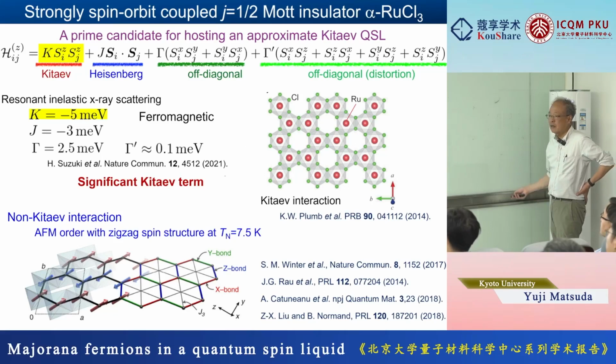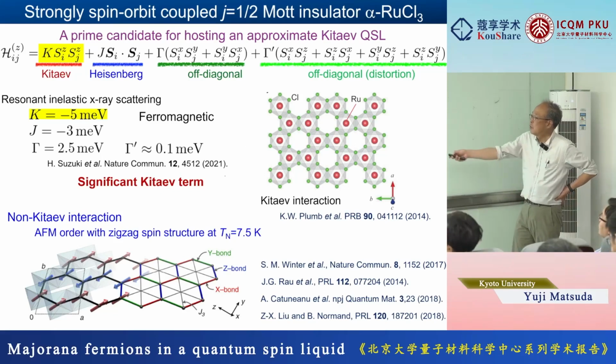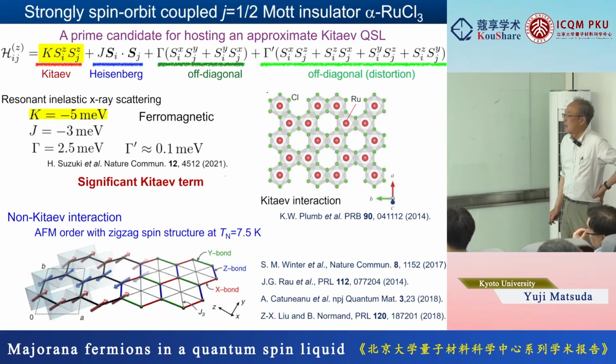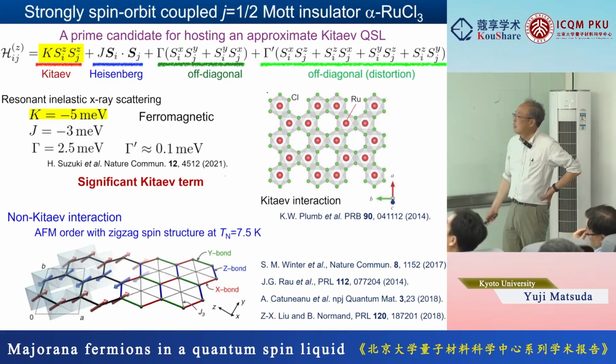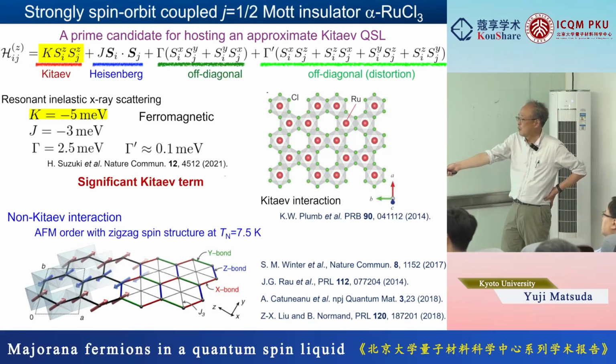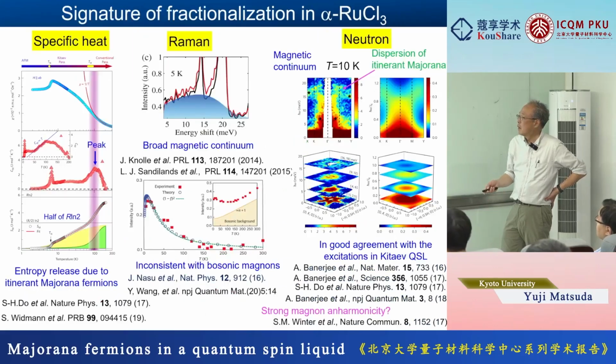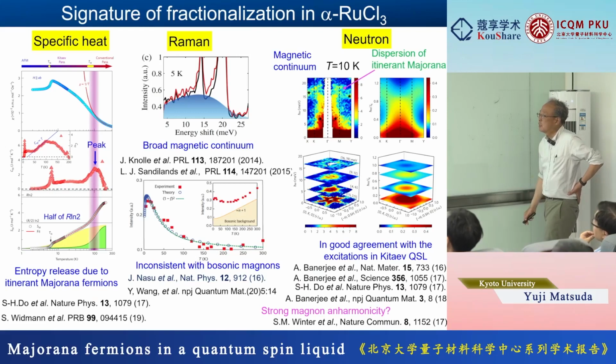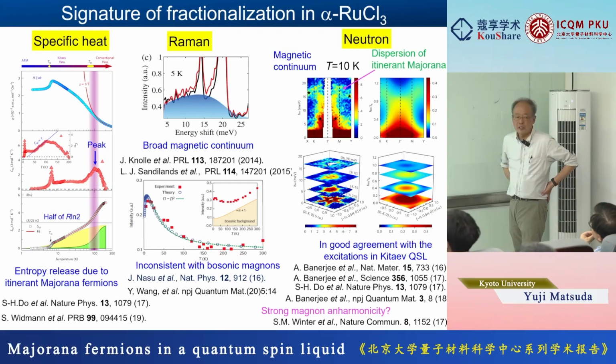But actually, this material has non-Kitaev terms, such as Heisenberg and off-diagonal terms. But many experiments show that the Kitaev interaction dominates among the magnetic interactions. Because of the non-Kitaev interactions, this material shows an antiferromagnetic order with zigzag spin structure at T equal 9.5 Kelvin. There are several signatures of spin fractionalization.